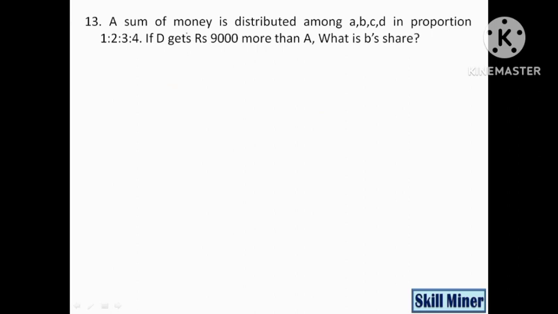A sum of money is distributed among A, B, C, D in the ratio 1 is to 2 is to 3 is to 4. I'm writing it as 1x, 2x, 3x, 4x. If D gets rupees 9000 more than A, which means D is getting 9000 rupees more than A, that is, the difference between D and A will be 9000.